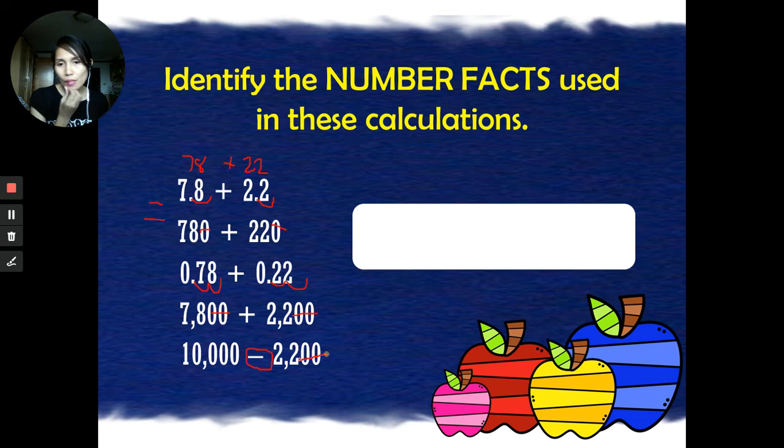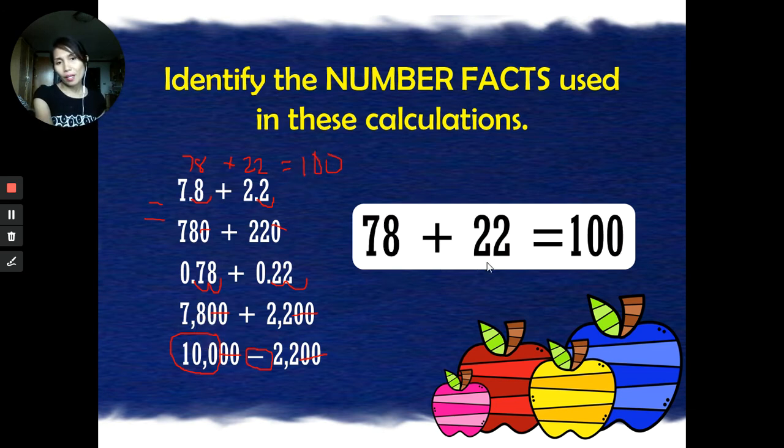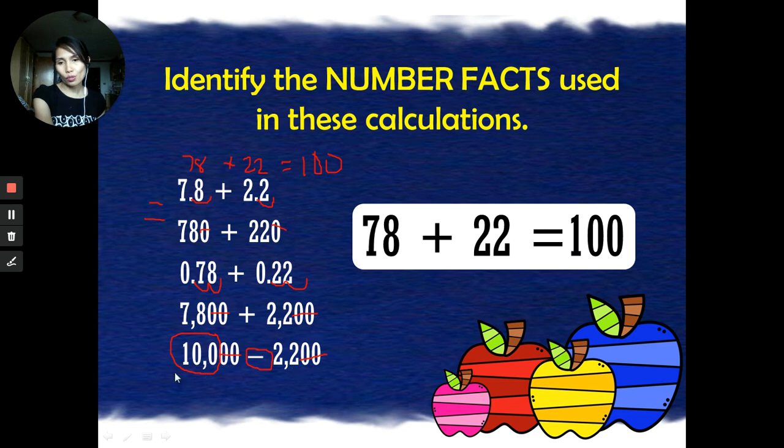So since we have 200 here, with 2 zeros, we will remove the 2 zeros here. So let's try 78 plus 22 equals, what's your answer? According to this, it's 100. Is it correct? Yes, 78 plus 22 equals 100. Why is this 100? You see, this one is an inverse. Okay, we did the inverse.